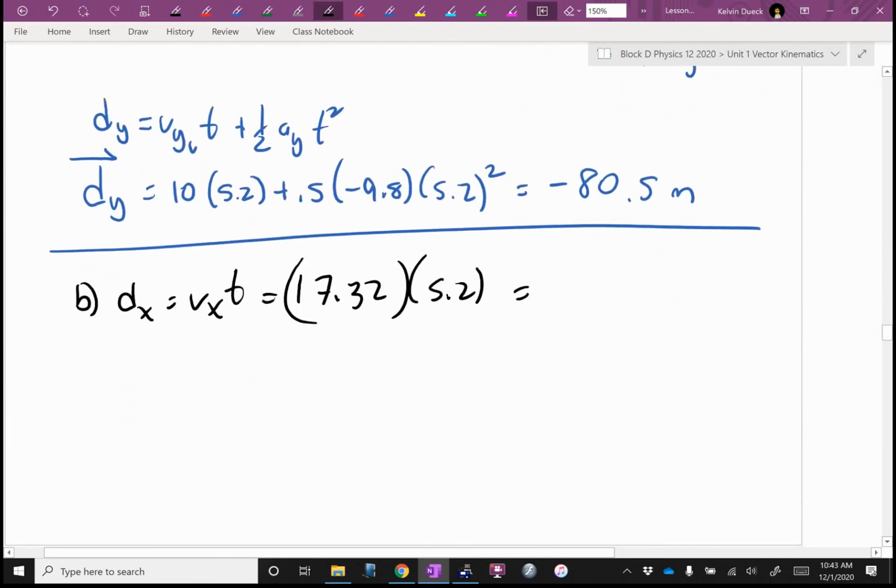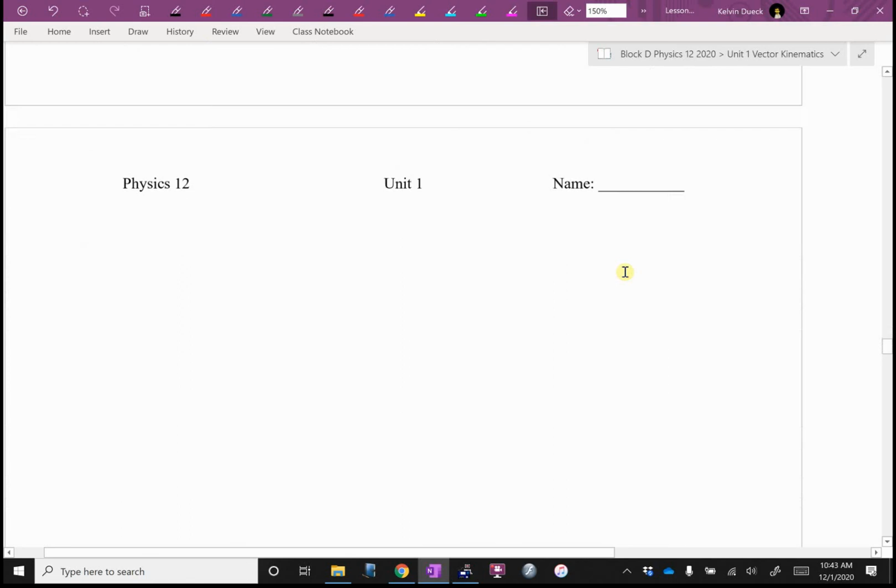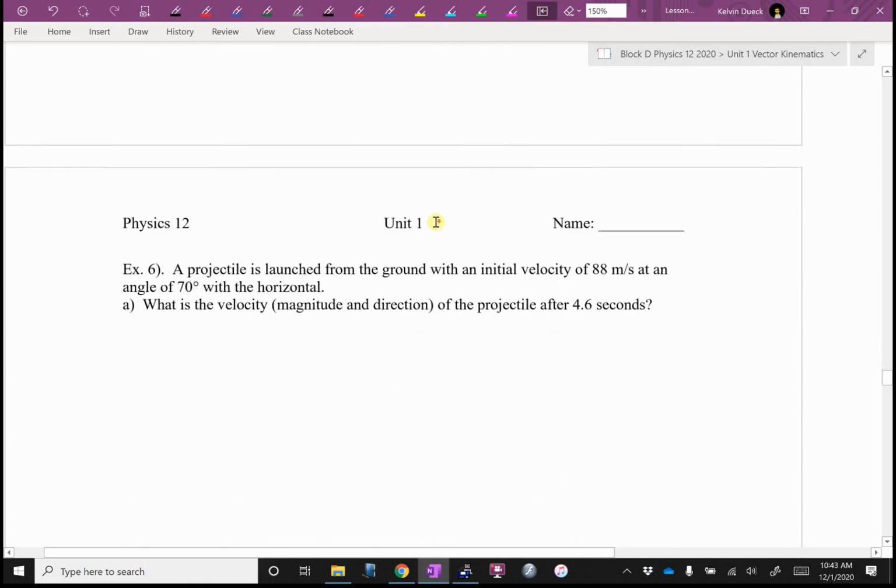What'd you get? 90? 91? 90.1 meters. Positive answer because I guess to the right is positive. Sure, that works. Is that all right? Cool. Well, that was easier. Wow, I left a lot of room for that. I always forget, I've got an extra blank page in here. I need to remove that.